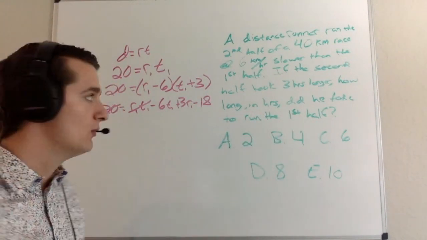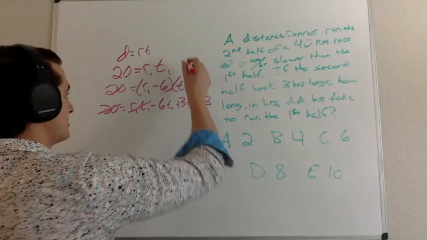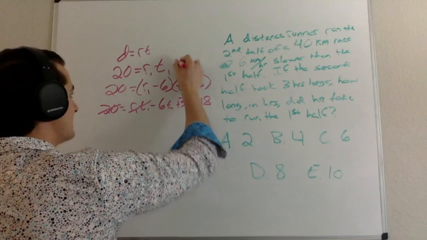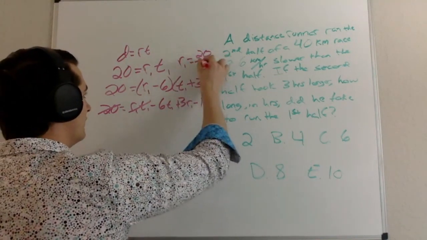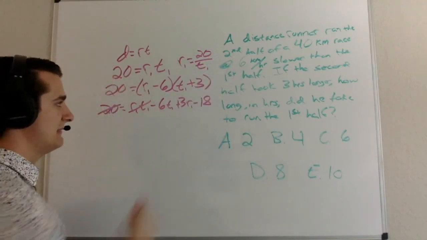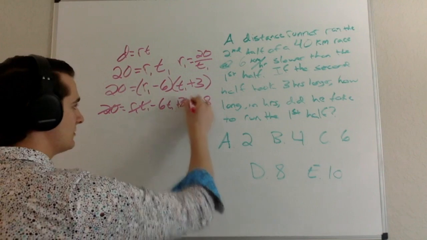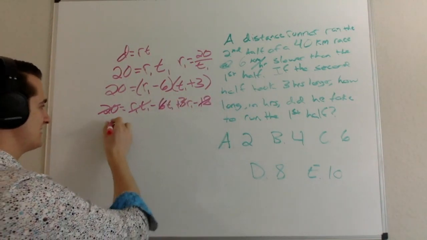I want to know what my time is, so that's not the one I want to substitute for. What I want to substitute for is R1, and I want to say that R1 is going to be equal to 20 over T1. I'm also going to, at the same time, factor out a 3 here, so I've got a 3 in every term. I'm going to divide the whole equation by 3. I've just got 0 on this side.